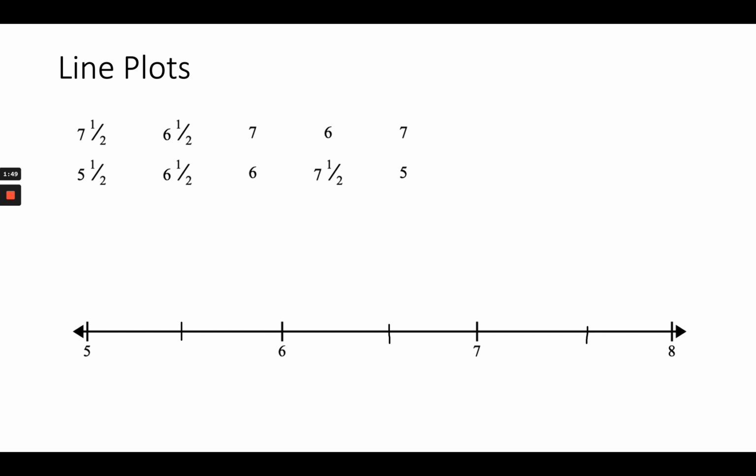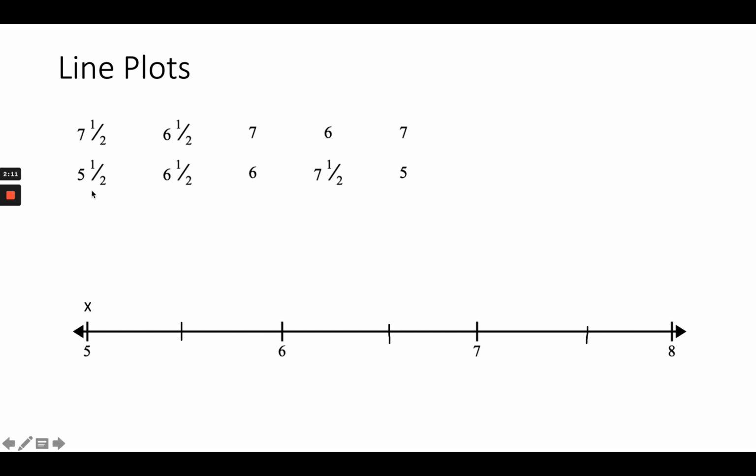Sometimes if we're given data, it helps to organize it as we're recording that line plot. So let's take a look at this set of data and this number line and see if we can put some X's there to organize it. As I look at this data set, I see that there is a 5, so I'm going to put an X above the 5 on my number line. That means I only have 1 5 in my data set.